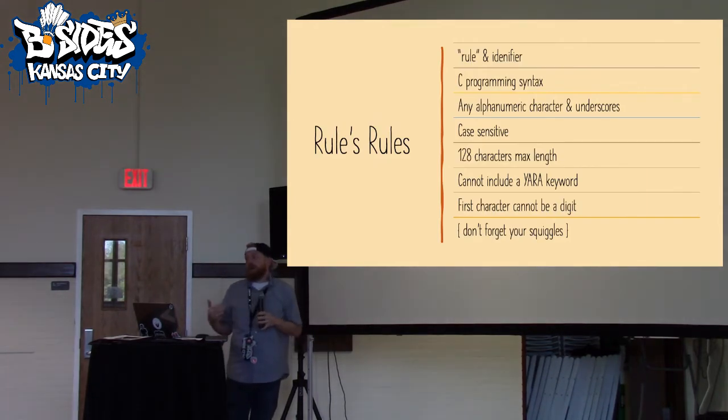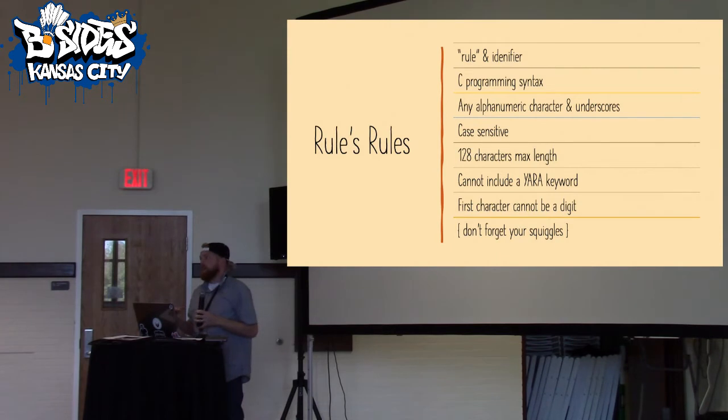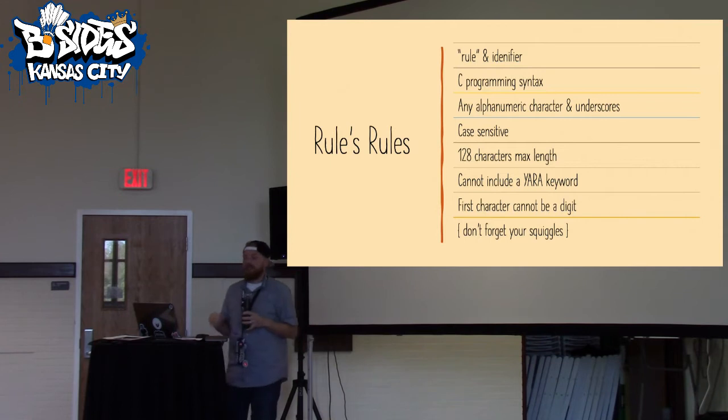So we're going to talk about the three mandatory things, or all four mandatory things, the three mandatory things and the optional thing that you need for your YARA rules. First, we're going to talk about the rule's actual start. It needs to start with the word rule, and it needs to have an identifier, like BSides KC 2021.